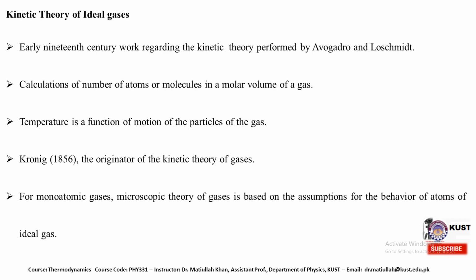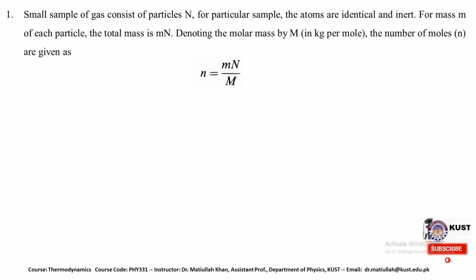For monatomic gases, the microscopic theory of gases is based on assumptions for the behavior of atoms of an ideal gas. For example, if we have a small sample of gas that consists of N particles, then the atoms are identical and inert. For mass m of each particle, the total mass is mN, denoting the molar mass M, which is expressed in kilogram per mole. So the number of moles is given as n equal to mN divided by M.